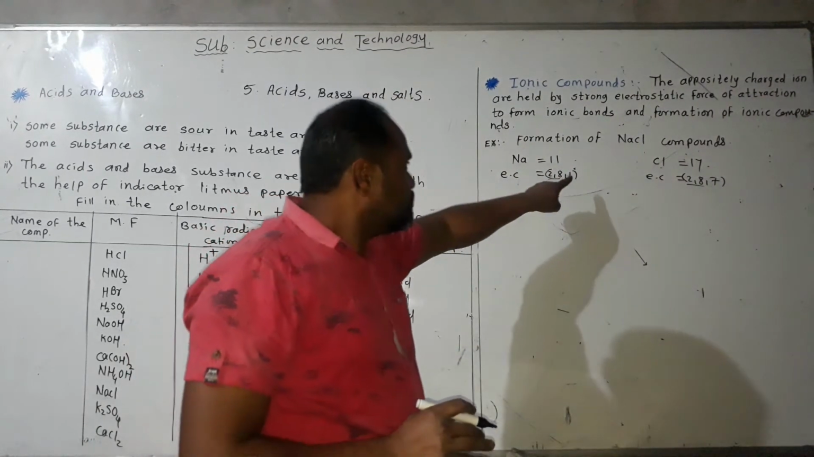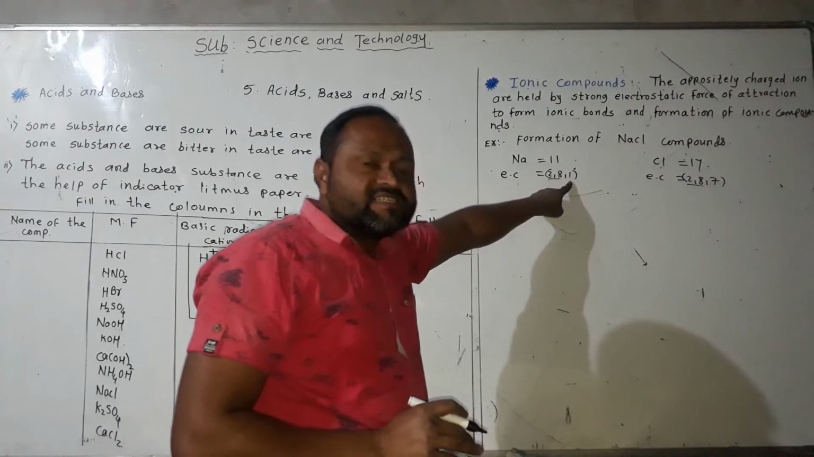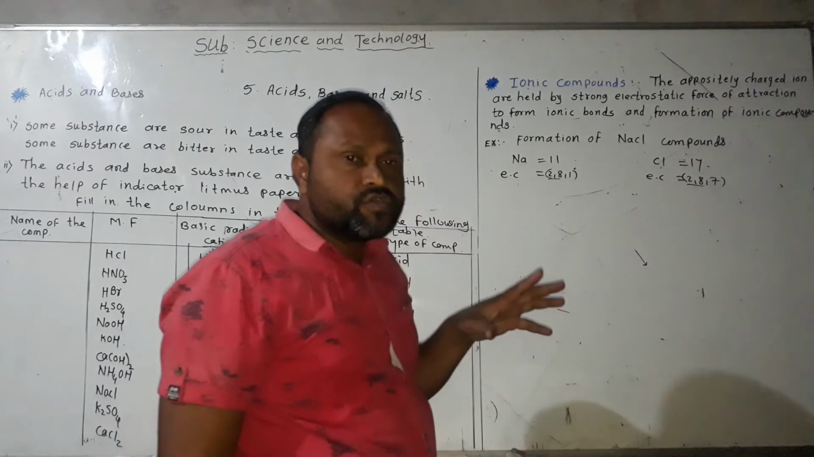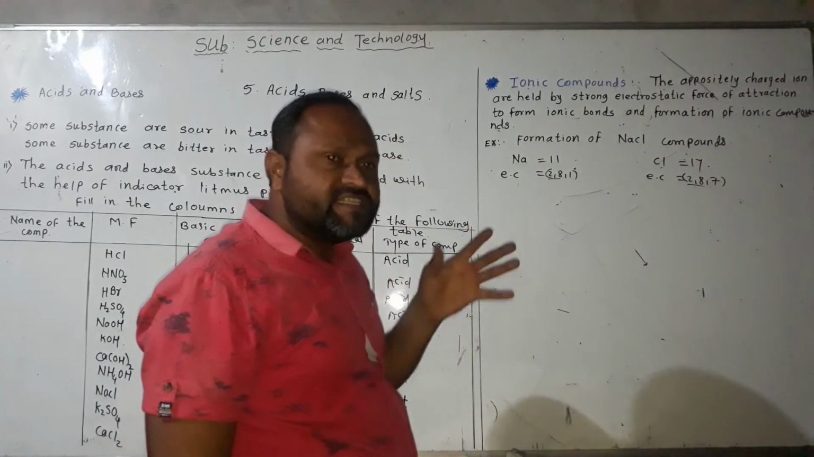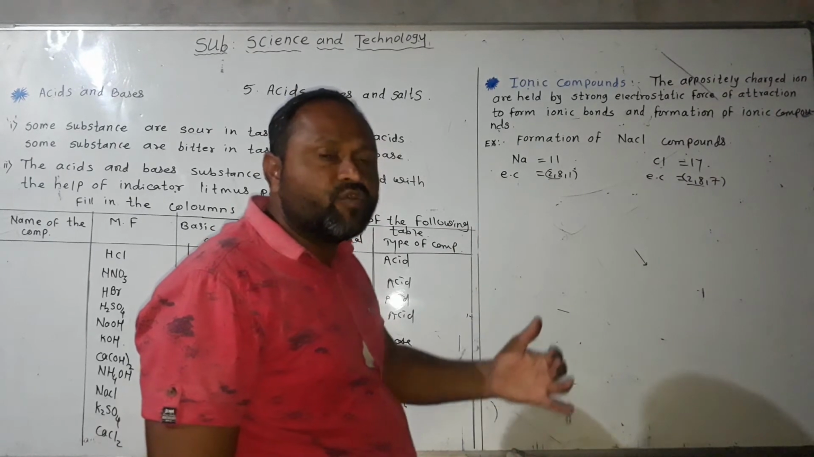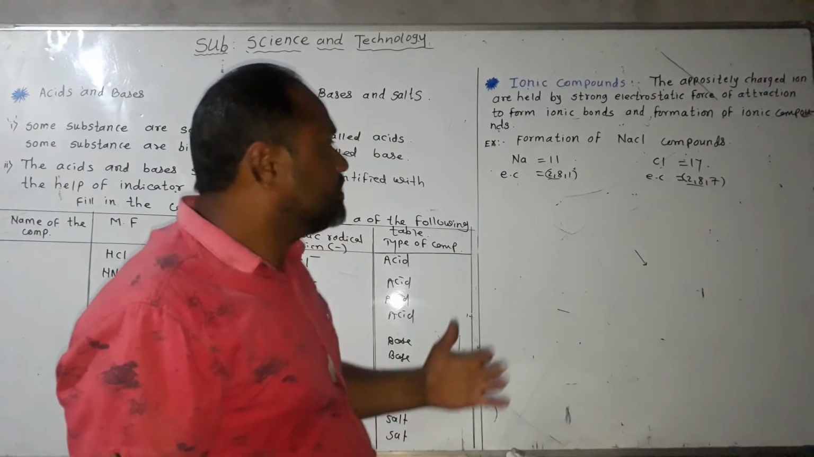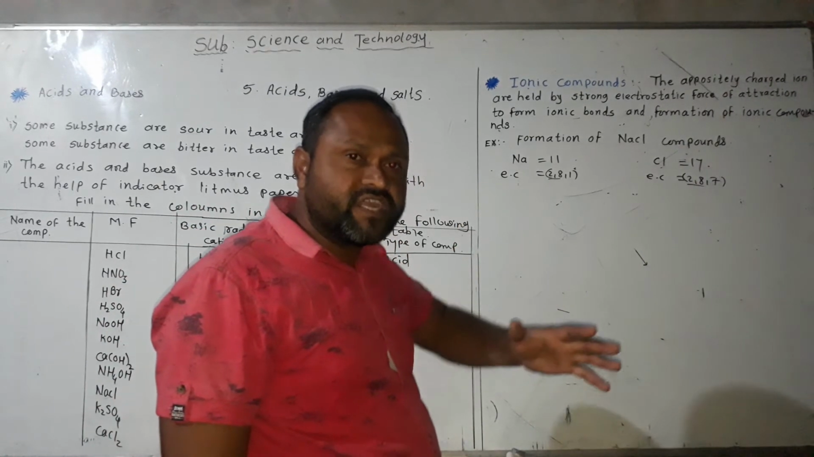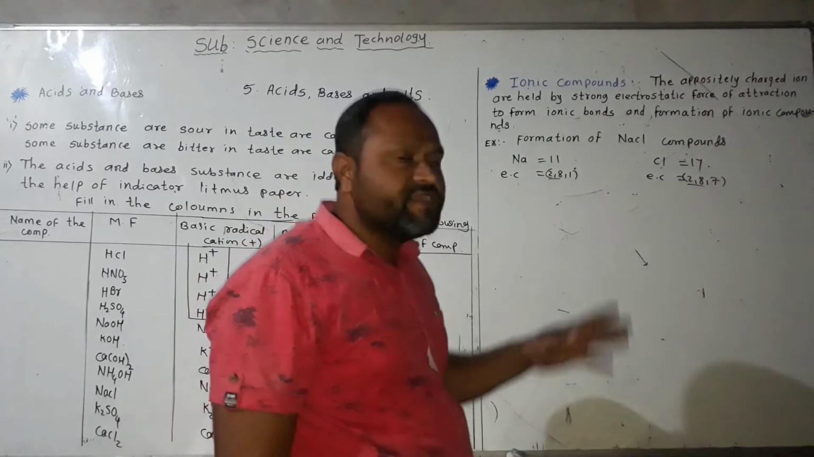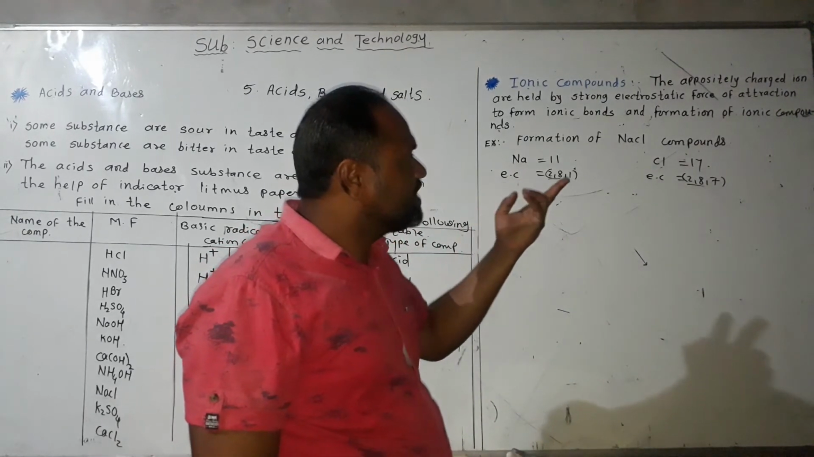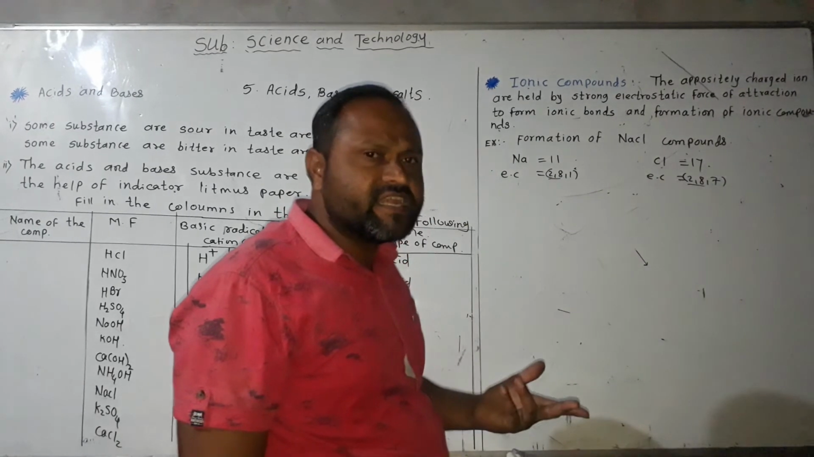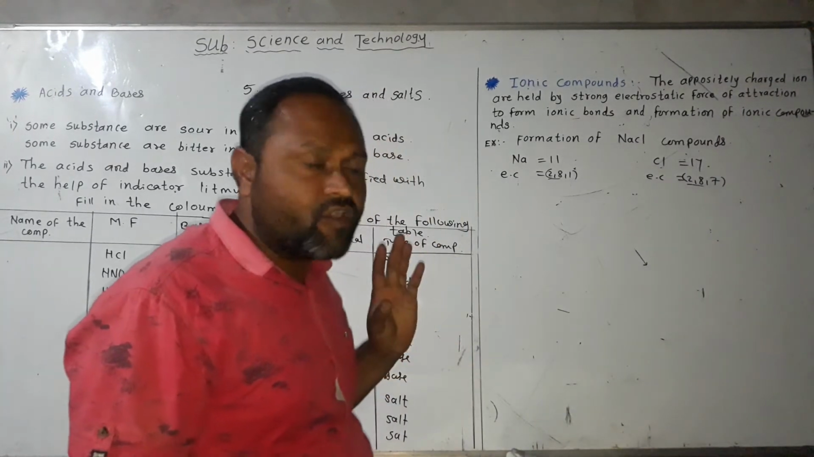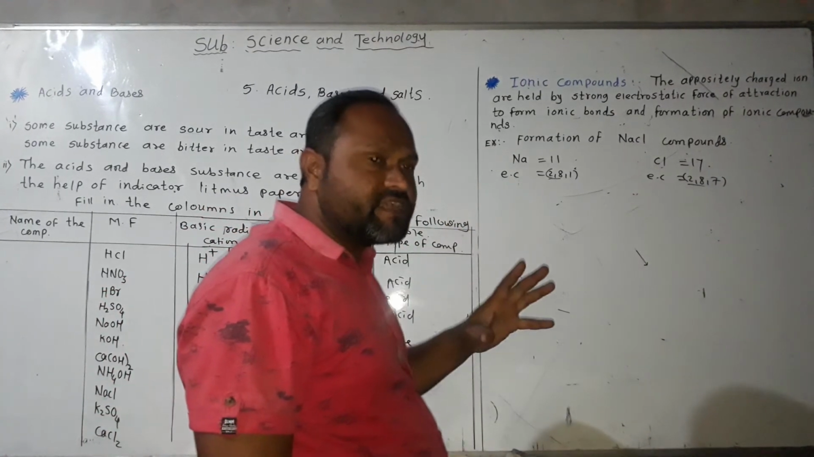So now in sodium, in the last shell, how many electrons are there? 1 electron is there, and to complete its stability it needs 7 more electrons. But that 1 electron does not have enough energy to take 7 electrons. So chlorine has 2 shells completely filled: K shell 2 electrons, L shell 8 electrons, but in the M shell how many electrons are there? 7, and it needs one more electron to complete its octet.